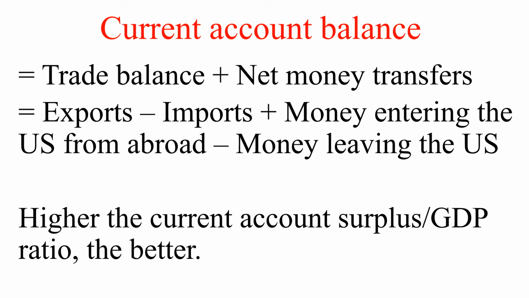So in economic literature, the current account surplus to GDP ratio is considered to be a positive thing. This current account balance needs to show a positive number, not a negative number, and the higher the better in comparison to GDP. So more of the national economy has to be coming from trade balance and net money transfers for an economy to do well.